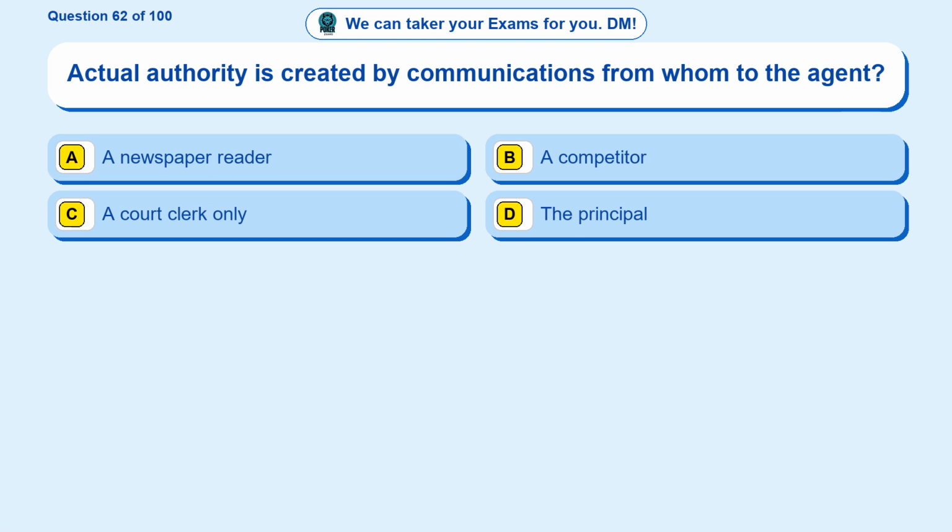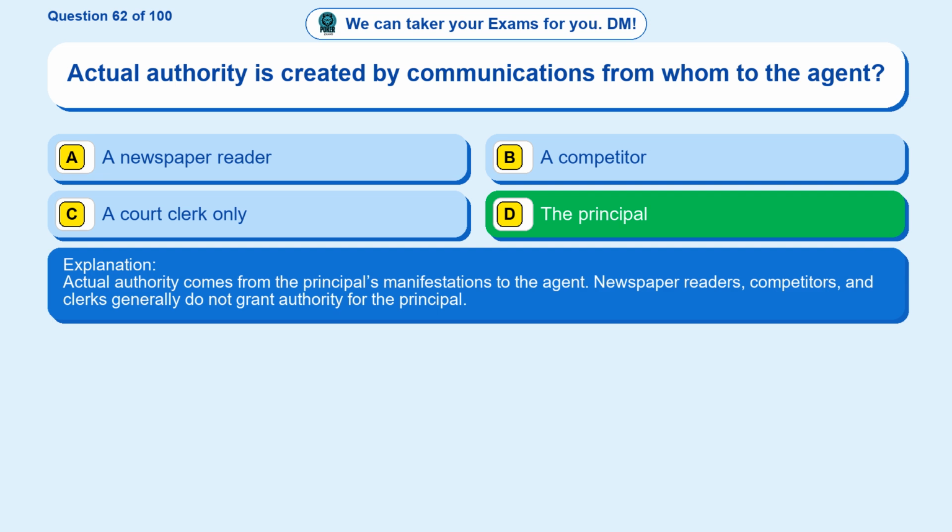Question 62. Actual authority is created by communications from whom to the agent? Option A, a newspaper reader. Option B, a competitor. Option C, a court clerk only. Option D, the principal. The correct answer is option D, the principal.